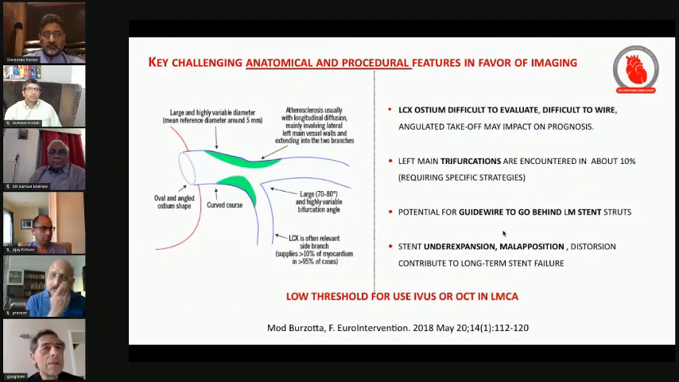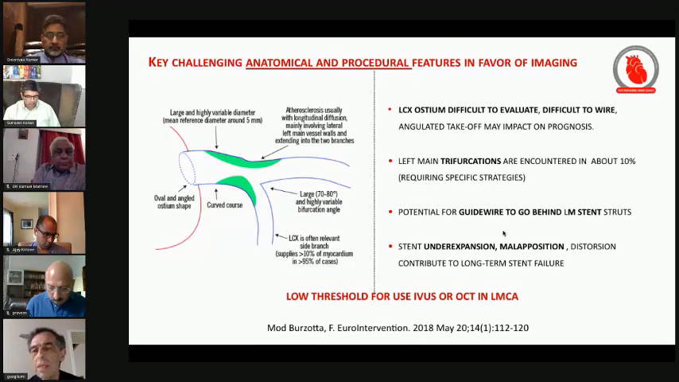There are many reasons, anatomical and technical, why we should have a low threshold, recommended also by the guidelines, for using imaging in the left main coronary artery. A couple of the major ones are the highly variable diameter of the left main and the difficulty in sizing. The second is the highly variable bifurcation angle and the diffusion of disease from the left main into the major branches.